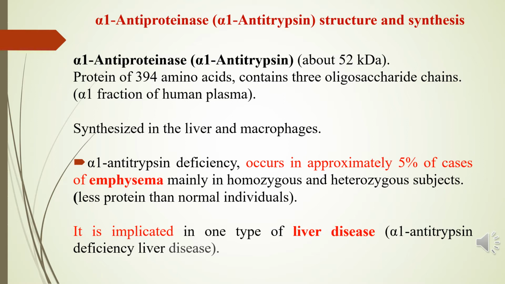Regarding the clinical importance, there are 2 clinically interesting areas concerning alpha-1 antitrypsin deficiency, one of which occurs in approximately 5% of cases of emphysema, and this occurs mainly in homozygous and heterozygous subjects who synthesize and secrete considerably less protein than normal individuals. The other condition is implicated in 1 type of liver disease, which is alpha-1 antitrypsin deficiency liver disease.